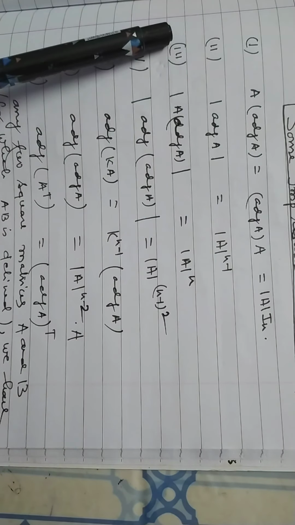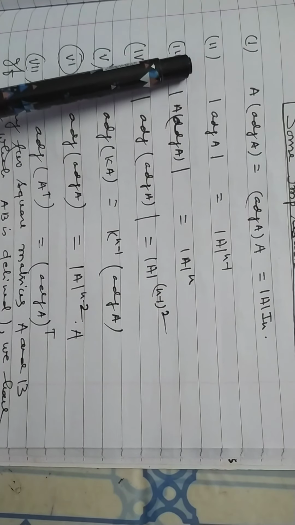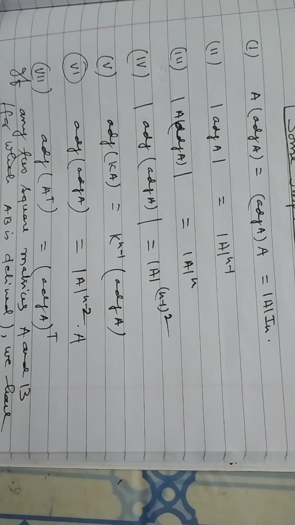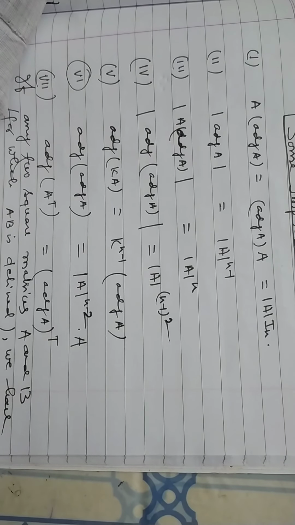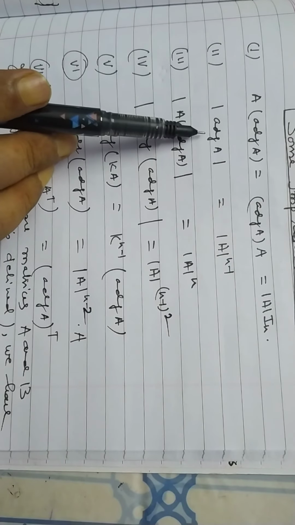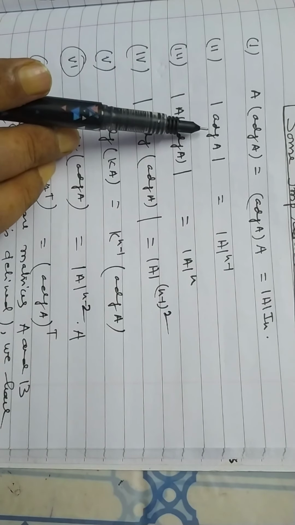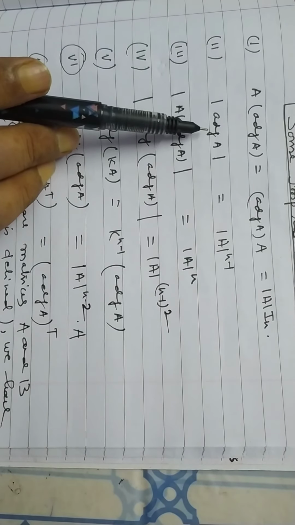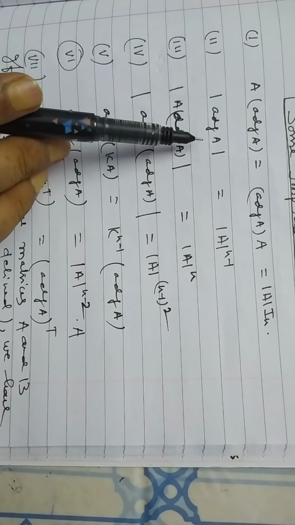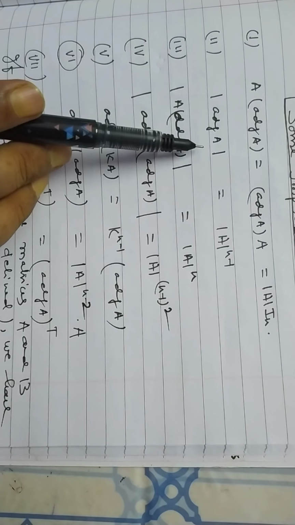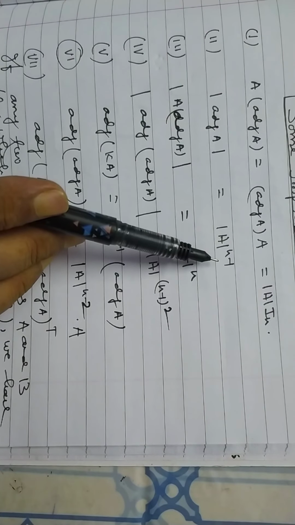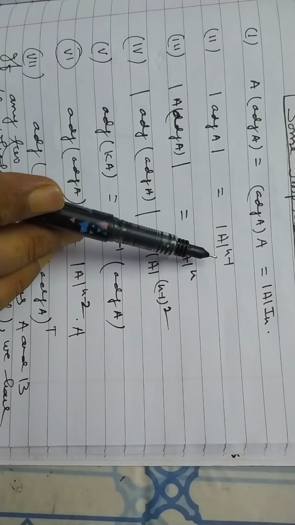We have just proved it. This is very, very important to solve the problem of objective type questions. If you take determinant both sides, then we have already derived a result. Determinant of adjoint A is equal to determinant of A to the power n minus 1.